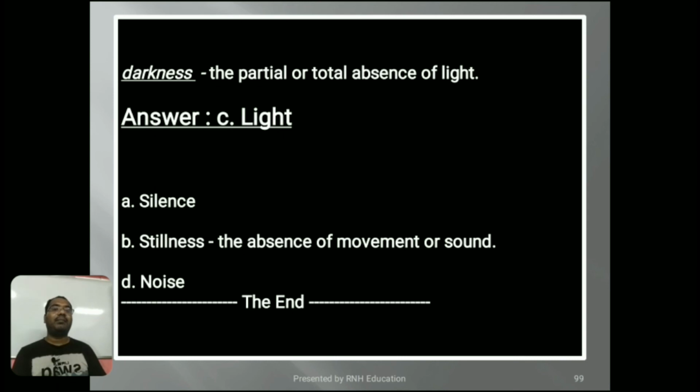Darkness means the partial or total absence of light. That is called darkness. So the answer should be light. Okay. And the other options were A was silence, B was stillness. Stillness means the absence of movement or sound, that is called stillness, and D was noise. Those are not appropriate in this sense. So the right answer should be light. Darkness, opposite is light. Okay.